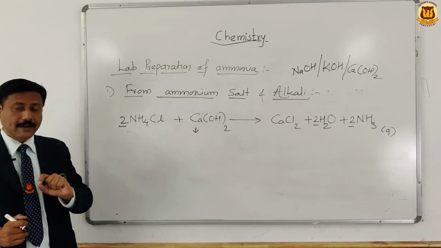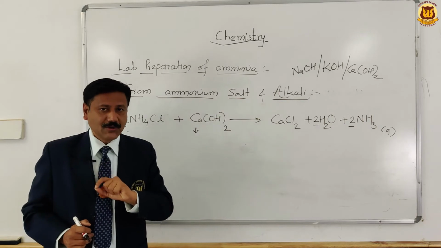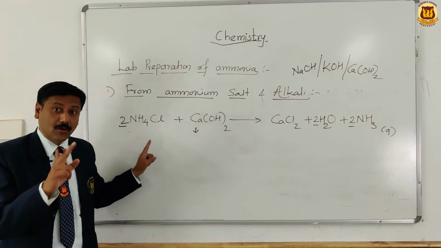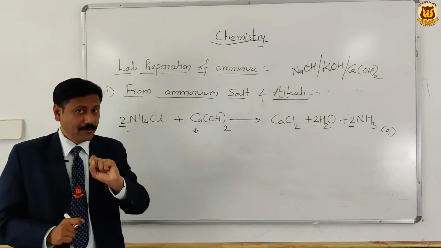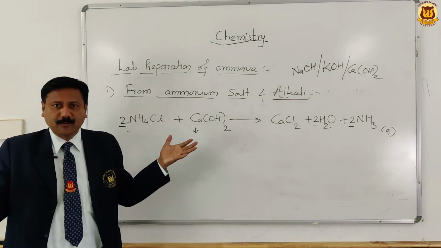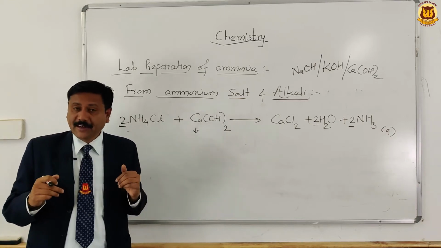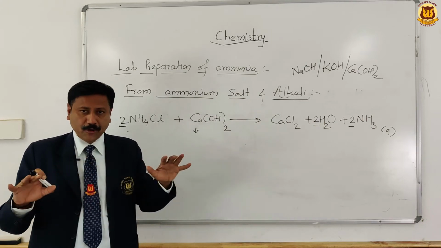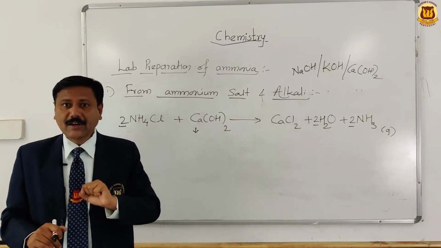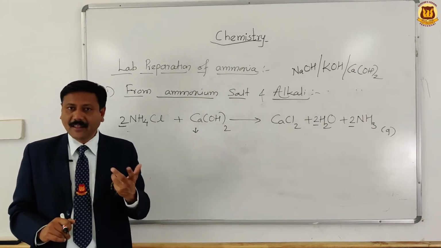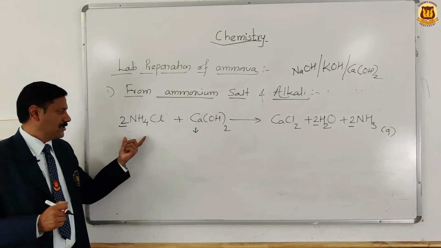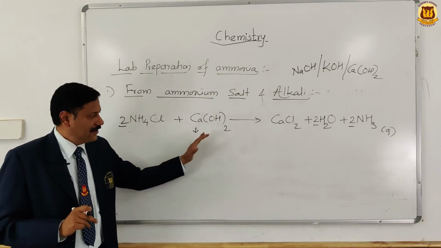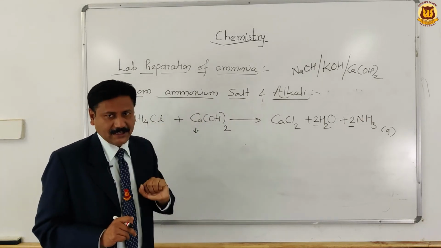Now, which ammonium salt is used? Ammonium chloride. Why is ammonium chloride used, not ammonium nitrate? Ammonium nitrate is highly explosive, and on heating it decomposes to give N2O, nitrous oxide, laughing gas, and water. Therefore, ammonium chloride and calcium hydroxide are the reactants used.